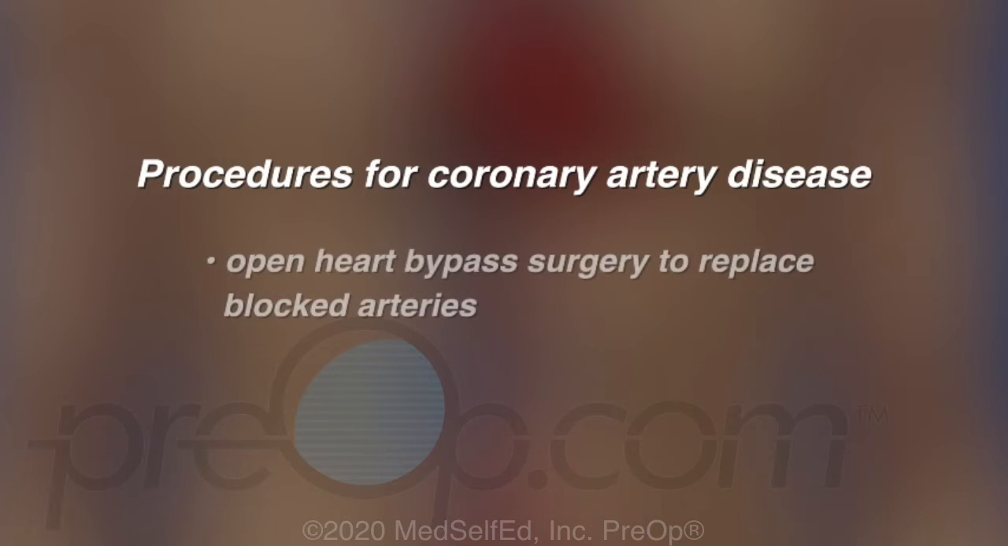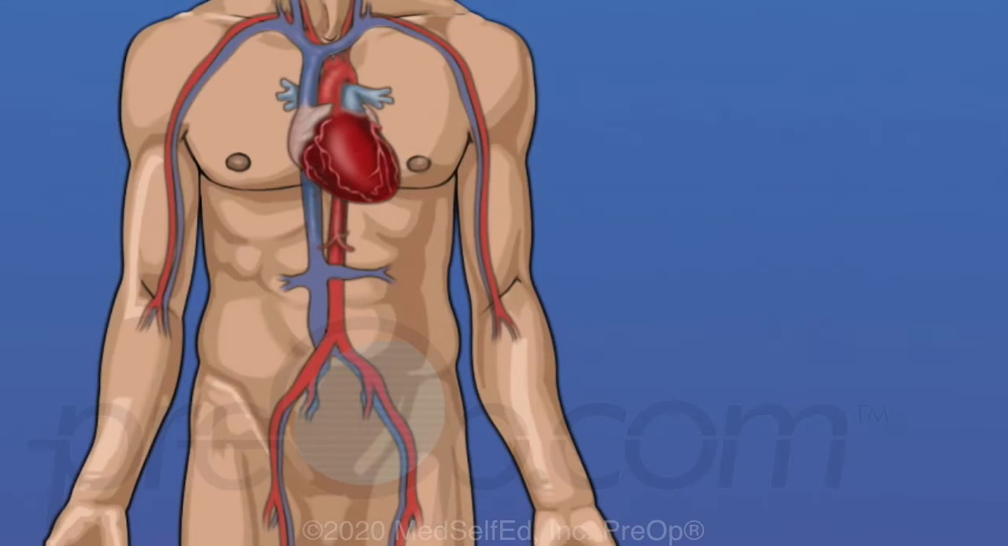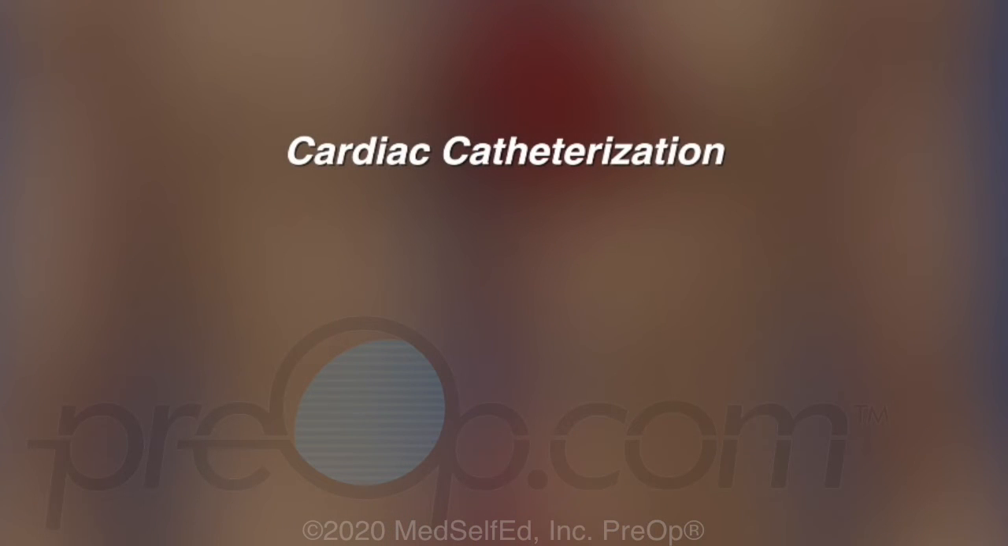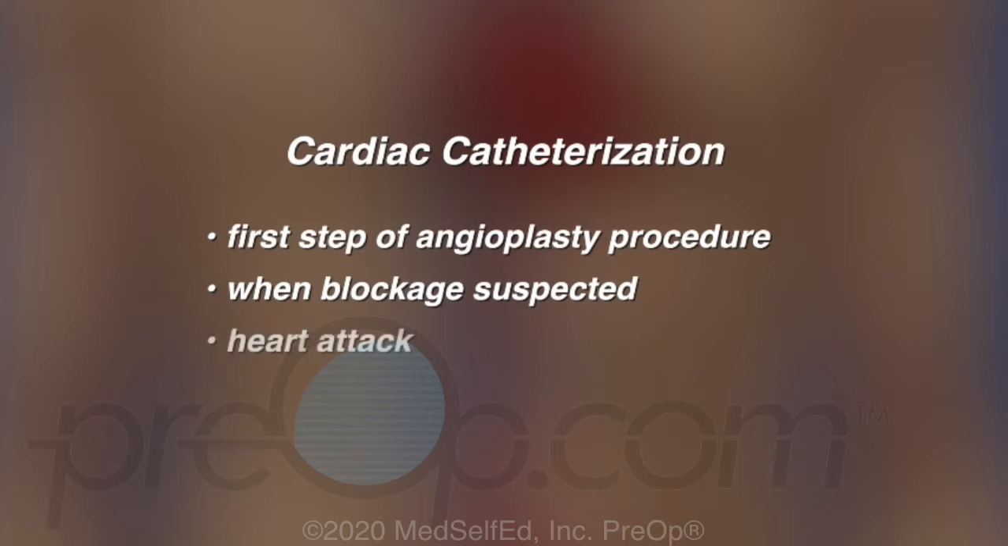Common procedures to treat coronary artery disease include open heart bypass surgery to replace blocked arteries and angioplasty to improve blood flow through the blockages. A heart catheterization procedure or cardiac cath is needed to decide which treatment option is appropriate for you. A cardiac cath is the first step of an angioplasty procedure. It may be recommended when a blockage is suspected with a heart attack, chest pain, and shortness of breath.